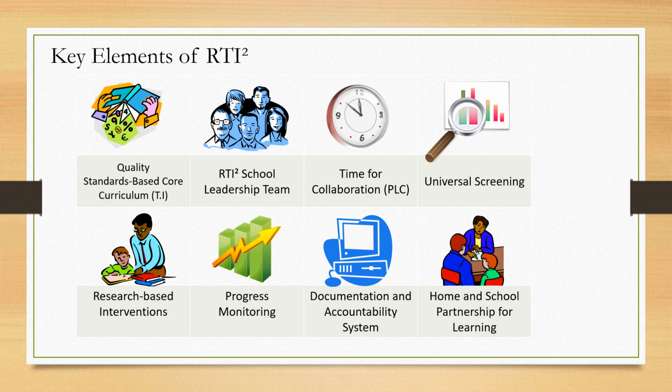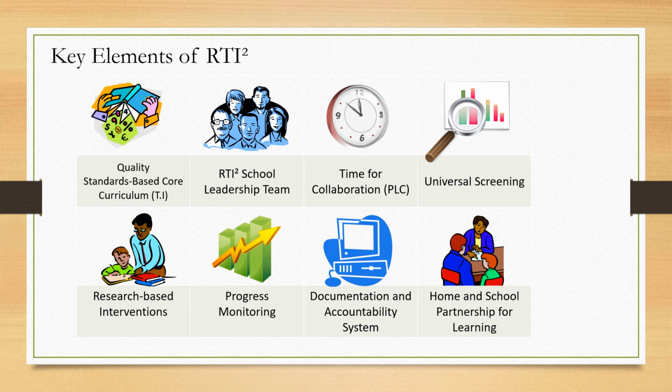There's some key elements of what RTI squared is. So first of all, you have to start off with a quality-based core curriculum. This is what your students receive in the Tier 1 instruction with their classroom teacher. Each classroom is required to teach certain things: reading, math, science, social studies. Every student receives that information.